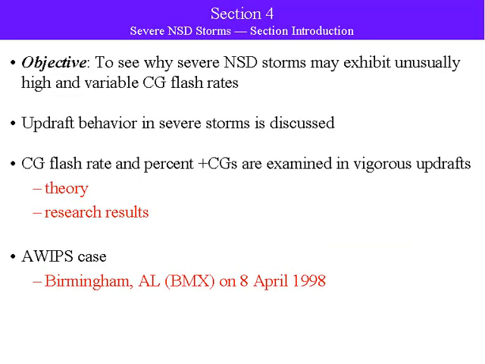The objective of Section 4 is to see why severe NSD storms may exhibit unusually high and variable CG flash rates. To do this, we'll talk about the updraft behavior within the severe storms, and we'll talk about the CG flash rate and percent positive CGs within these vigorous updrafts, including some theory and some research results. And John will then do a case study from Birmingham, Alabama from 8 April of 1998.